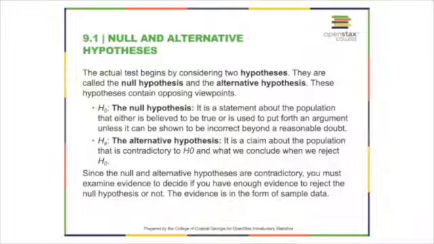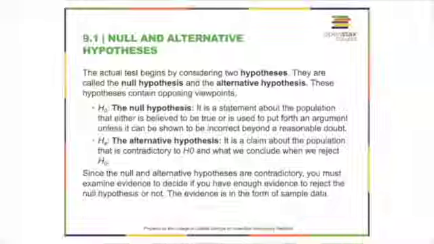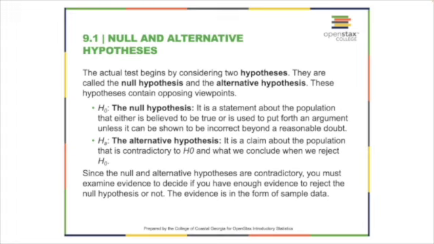So starting with that first step, you have to write two contradictory hypotheses. These are called the null hypothesis and the alternative hypothesis. They have to contain opposing viewpoints. They have to be contradictory to each other. The null hypothesis is a statement about the population that is either believed to be true or used to put forth an argument unless it can be shown to be incorrect beyond reasonable doubt. The alternative hypothesis is a claim about a population that's contradictory to the null, and it's what we conclude when we can reject the null.